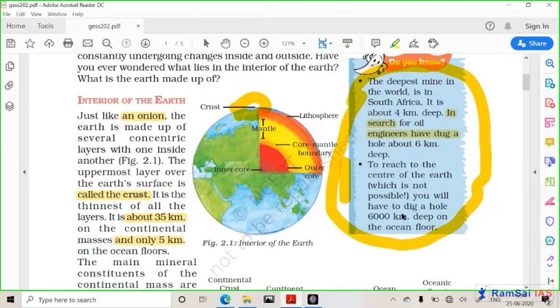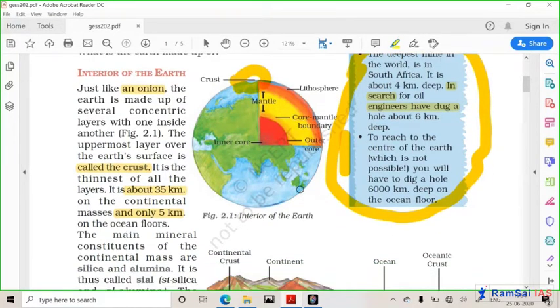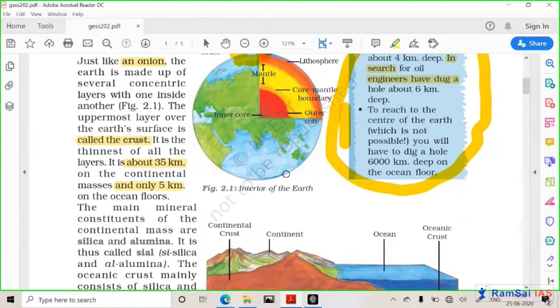So you can see it is the radius. The radius of the earth is almost 6,000 kilometers. This question can be asked in the prelims, so these facts are very important from that point of view. Now let us understand the overall mineral composition of the earth's crust.